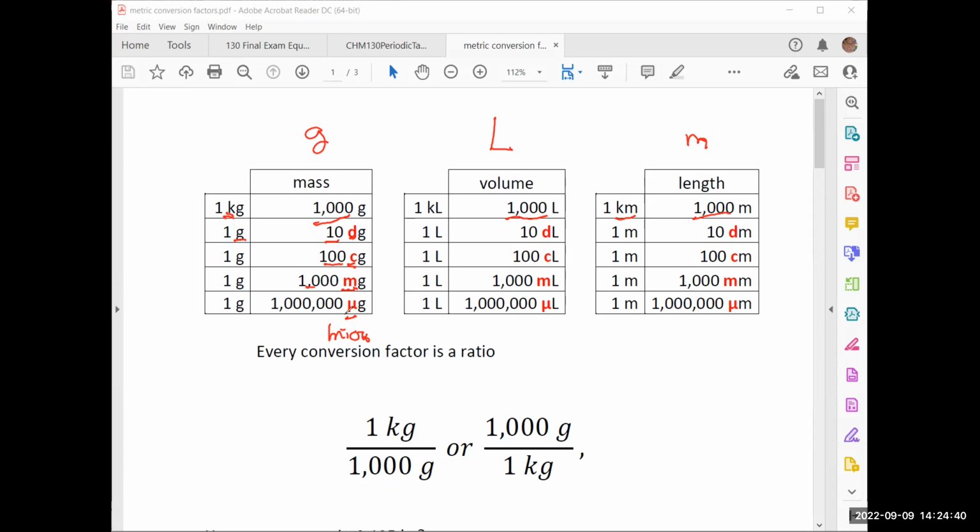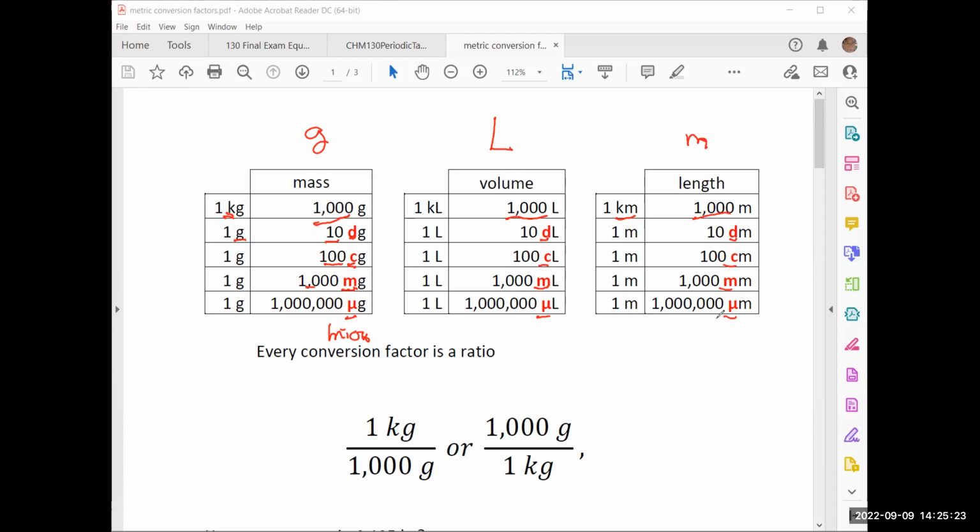So there are 1,000,000 micrograms in 1 gram. Now, those prefixes for mass can now be used for volume. In 1 liter, there are 10 deciliters, 100 centiliters, 1,000 milliliters, and 1,000,000 microliters. And we take the same prefixes and just move them over to the left. In 1 meter, there are 10 decimeters, 100 centimeters, 1,000 millimeters, and 1,000,000 micrometers. So the units in metrics are pretty straightforward, pretty interesting.